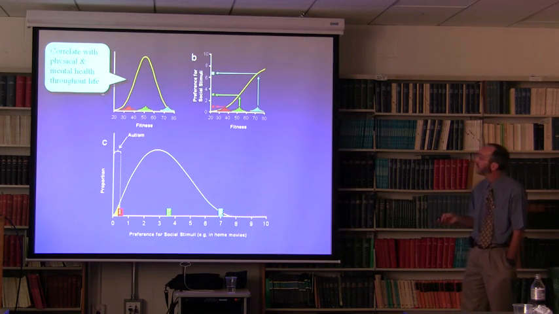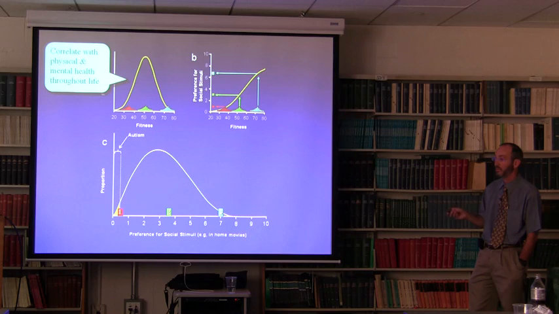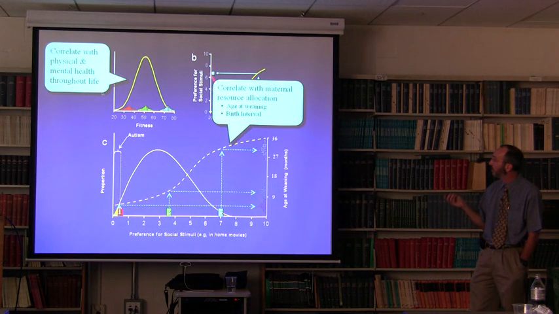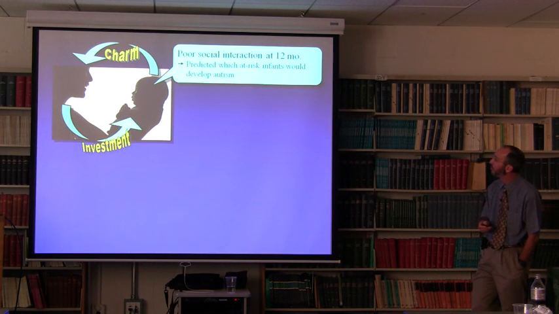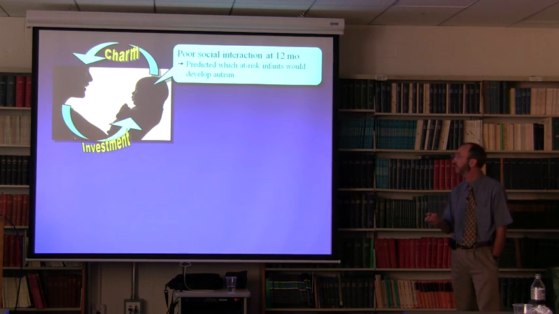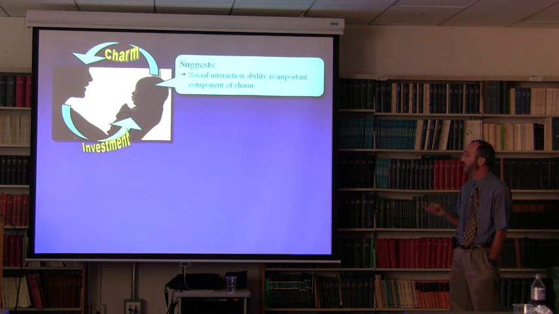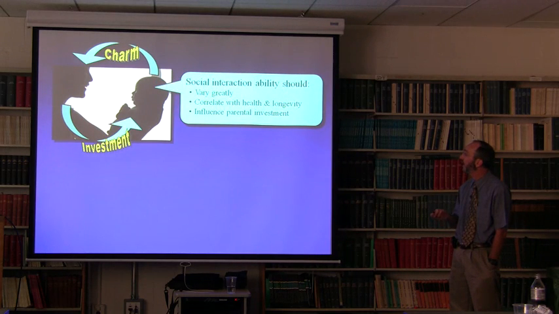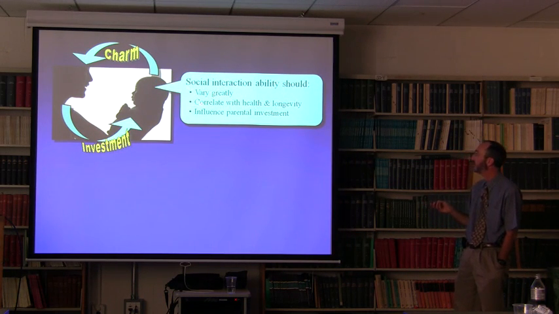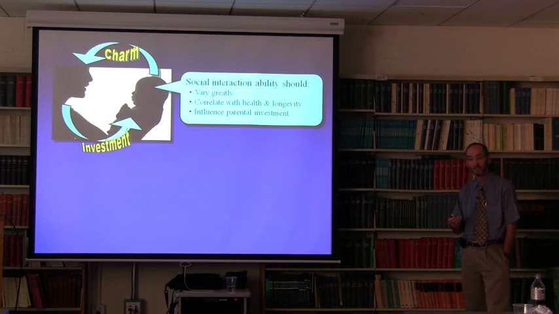And that it is correlated with physical and mental health throughout life, because that distribution came from differences in underlying fitness. And it should correlate with maternal resource allocation, such as age at weaning and birth interval in that same population. Here I've shown age at weaning. Also, poor social interaction at 12 months, recall, predicted which at-risk infants would develop autism. So it suggests social interaction ability is an important component of charm. And so this social interaction ability should vary greatly, correlate with health and longevity, and influence parental investment.